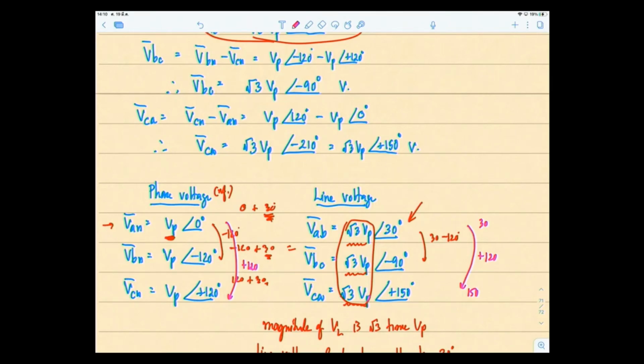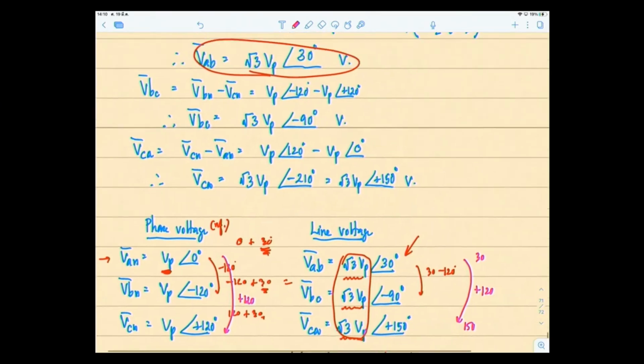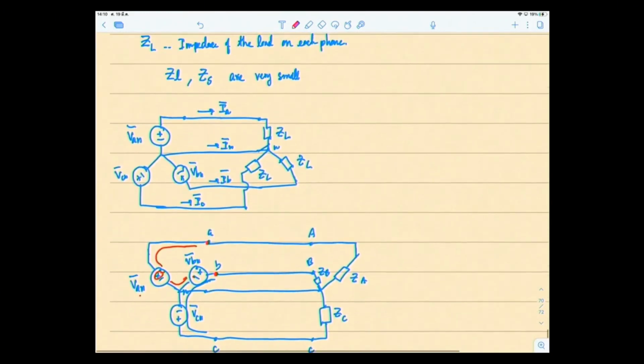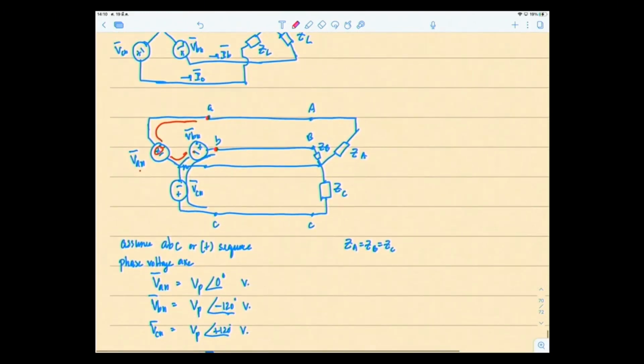Apart based on what your phase voltage was. So in this case, ABC sequence. Okay, so it's the same thing. See? So that's how to find line voltage. Now, how about phase current? Phase current and line current.